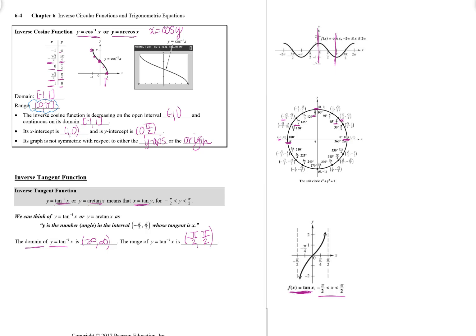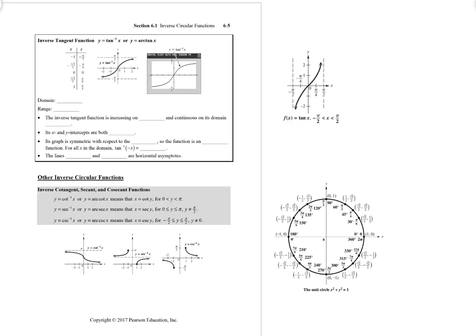Let's go on to the next page. This is page 6-5, the inverse tangent function. We can write it either way. Remember, that means the same thing as if we have x is equal to tangent of y. Here's the original function to the right. Here's the restriction, our domain.